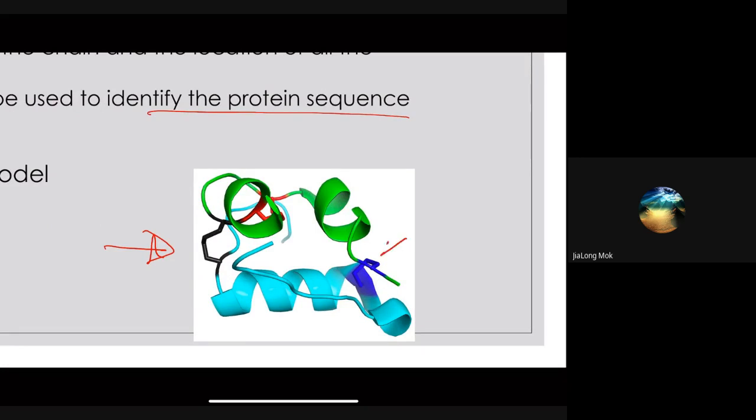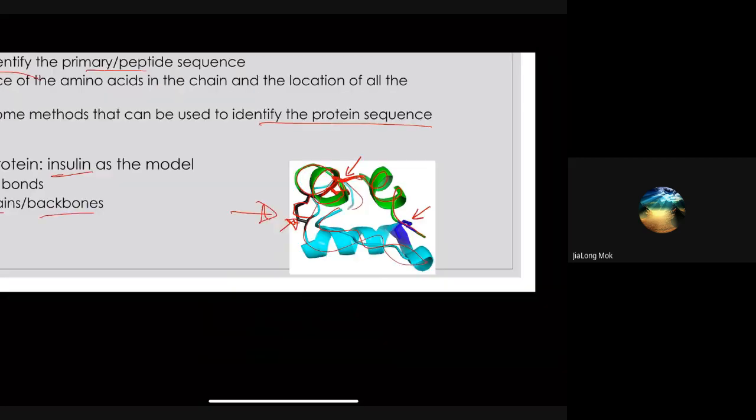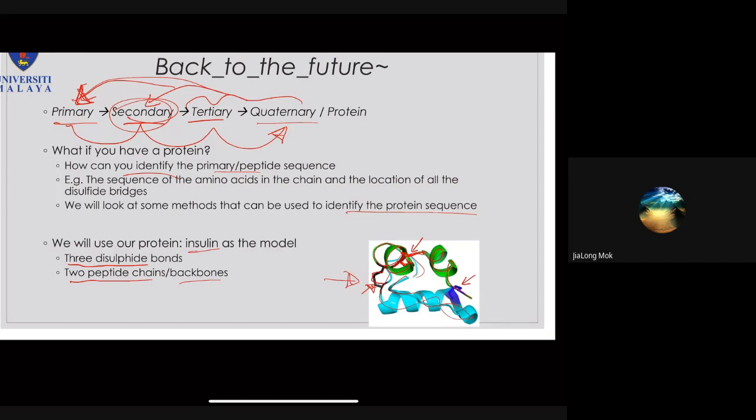These three highlighted in blue, black, and red are all disulfide bonds between the two chains, in green and in cyan. So there are two peptide chains connected via three disulfide bonds. These are a good example of a quaternary structure of a protein.